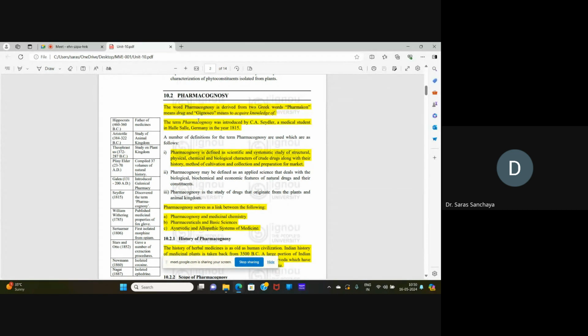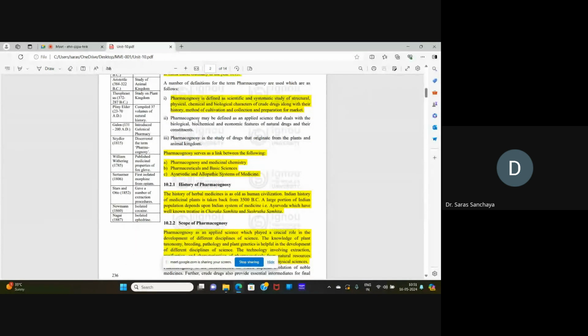Pharmacognosy is defined as scientific and systematic study of structural, physical, chemical, and biological characters of crude drugs along with their history, method of cultivation, and collection and preparation for market. Pharmacognosy serves as a link between pharmacognosy and medicinal chemistry, pharmaceuticals and basic sciences, and Ayurvedic and allopathic systems of medicine.